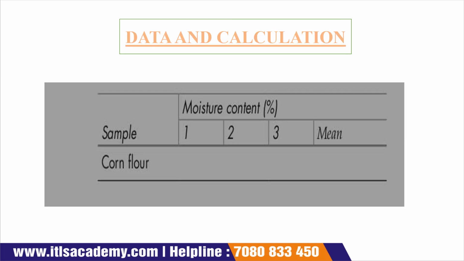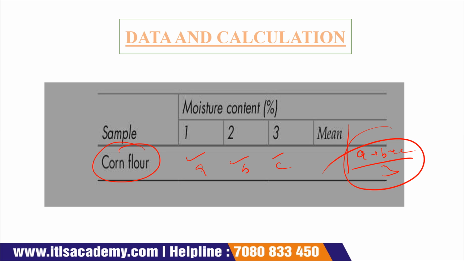Now the next one is your data calculation. Here simply what should we do? We determine the moisture content of corn flour three times, 1, 2, 3. Suppose we get A, B and C, then we calculate the mean of these. So this is how we calculate the mean. It means that we take an average of the moisture content of the corn flour determined with the help of the rapid moisture analyzer.